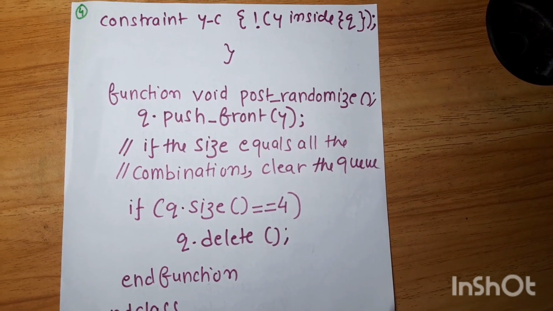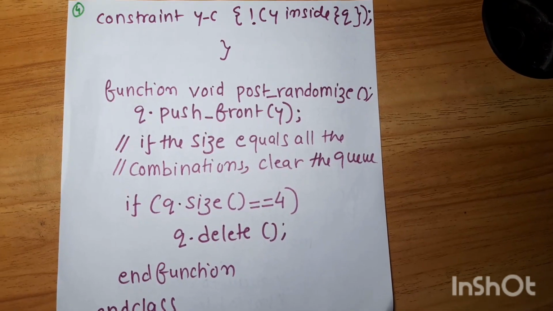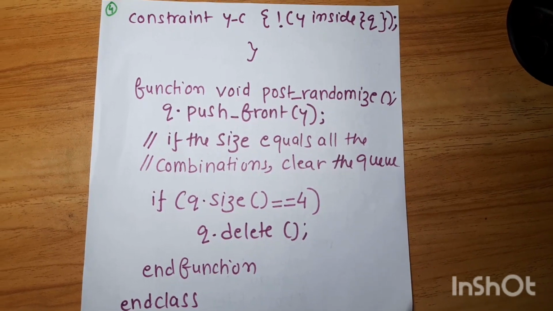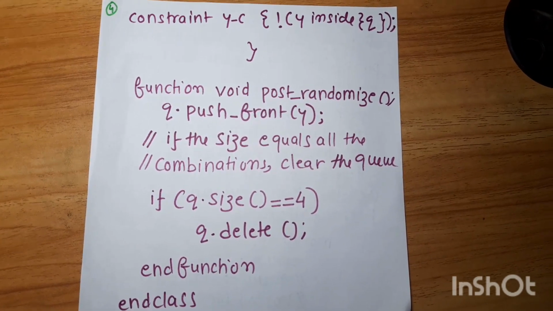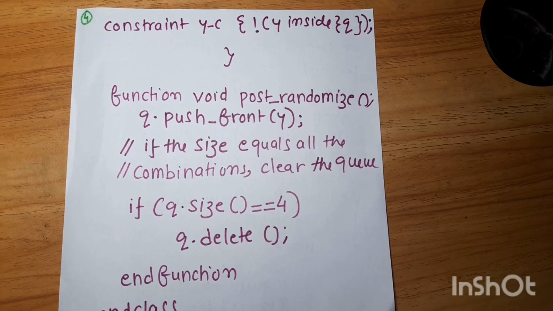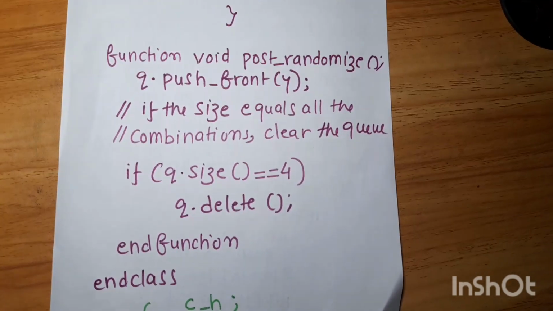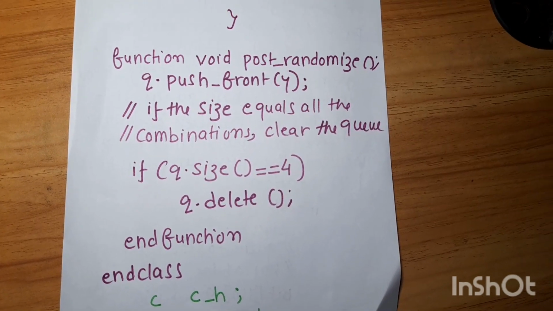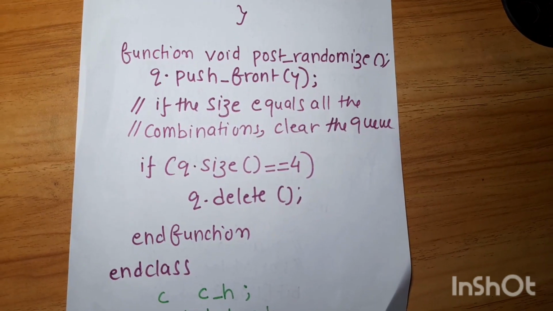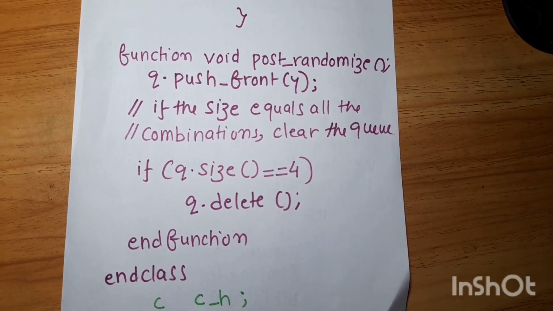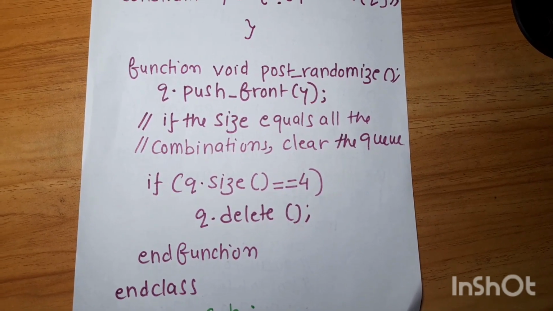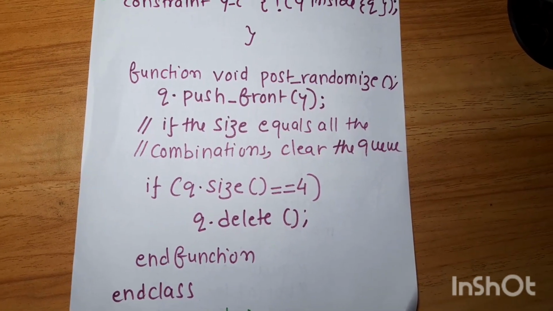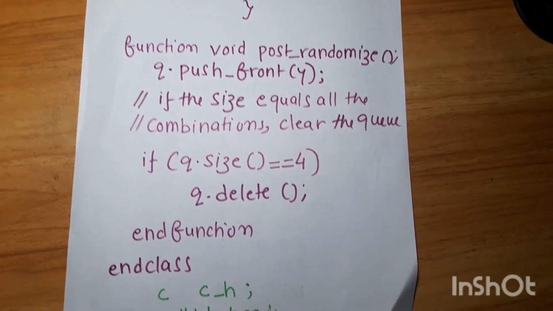Function void post_randomize: q.push_front(y), meaning inside the queue I am using the method push_front to push the value of y. If the size equals all the combinations, clear the queue: if q.size is equal to 4, then q.delete. End function, end class. The post_randomize function is called immediately after the randomize method; it is a callback method.